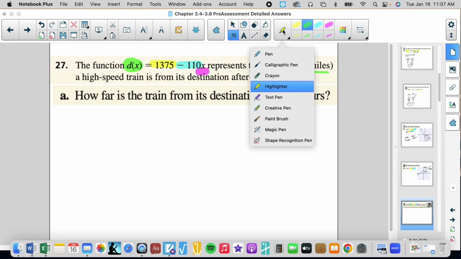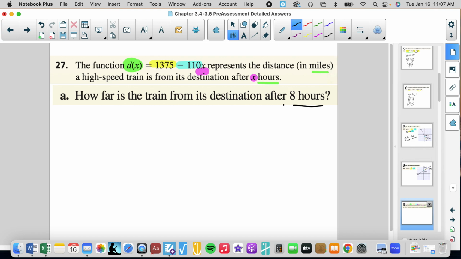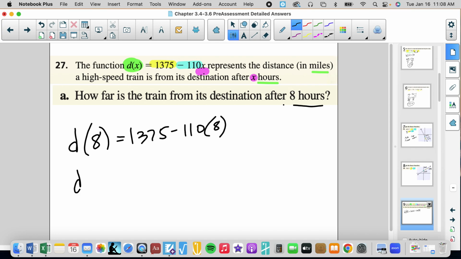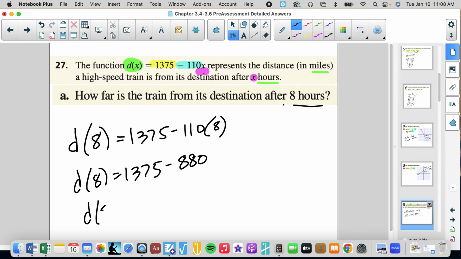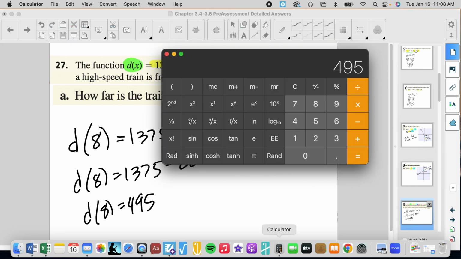So it wants me to input 8 hours. So it wants to know d of 8. So 1375 minus 110 times 8, d of 8 equals 1375 minus 880. 1375 minus 880 gives you 495. 495, I think that was. Make sure, my memory is so short.